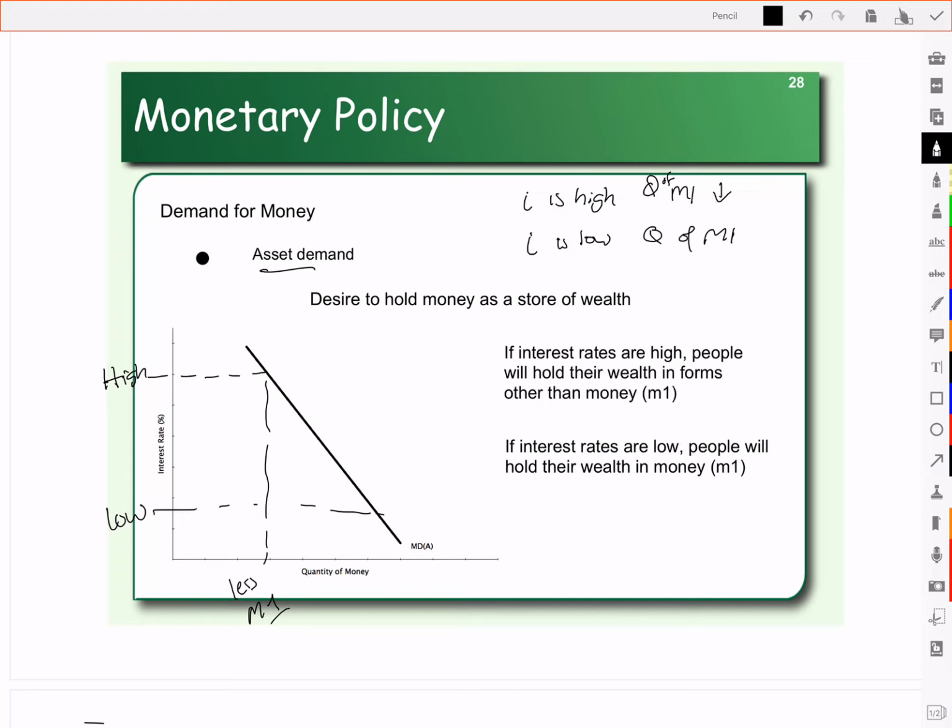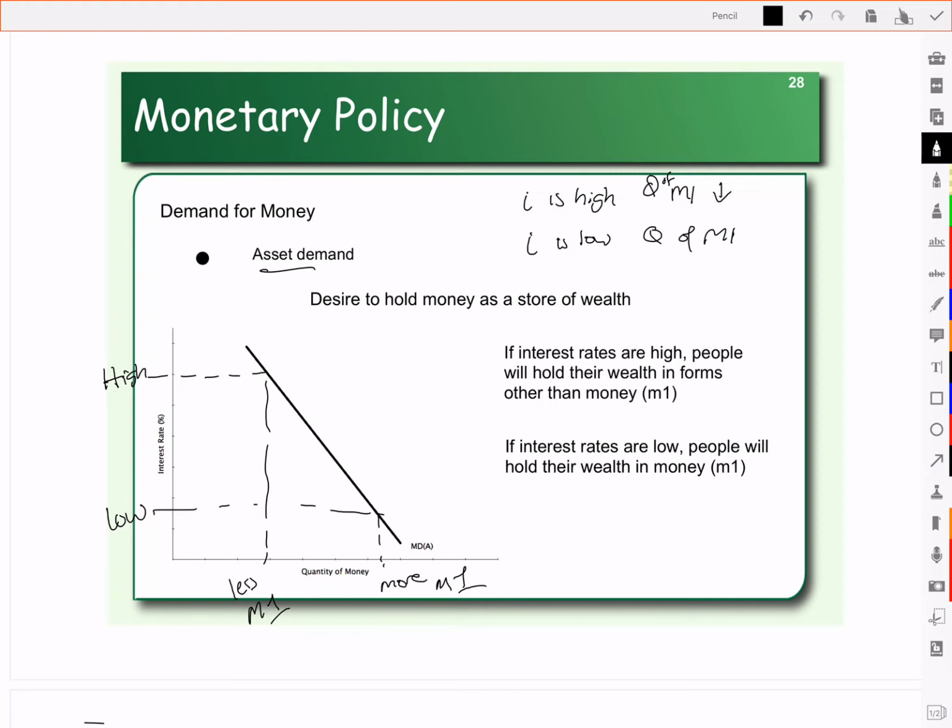Turn it into cars and art and houses. You might as well put your money there instead of into a savings account that's not earning you very much money. So when interest rates are low, the quantity of M1 will increase. There's no point in putting money into an interest-earning savings account. You might as well turn it into cash and spend it.